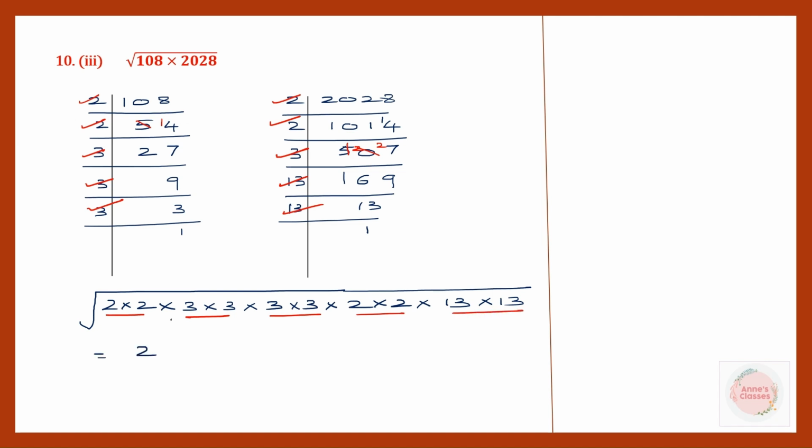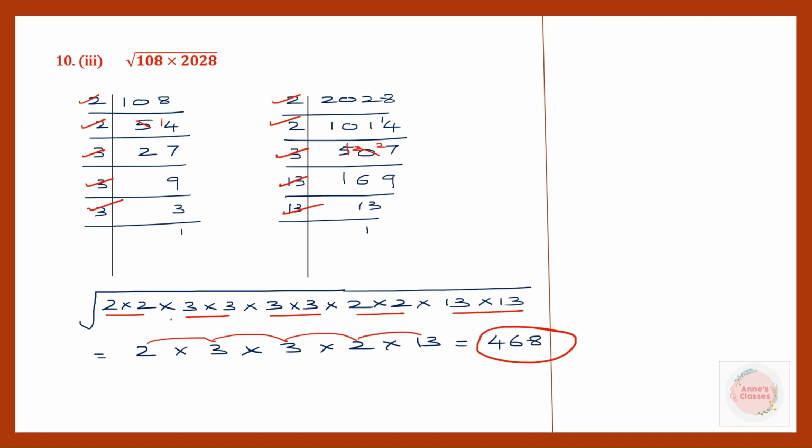So we have 2 into 3 into 3 into 2 into 13. So let's multiply: 2 3's are 6, 6 3's are 18, 18 2's are 36, 36 into 13 is equal to 468. So this is our final answer. 468 is our final answer.